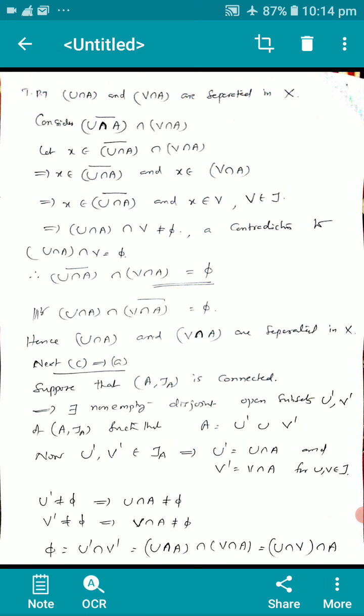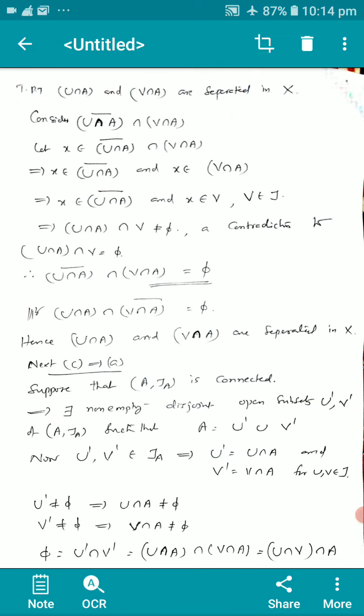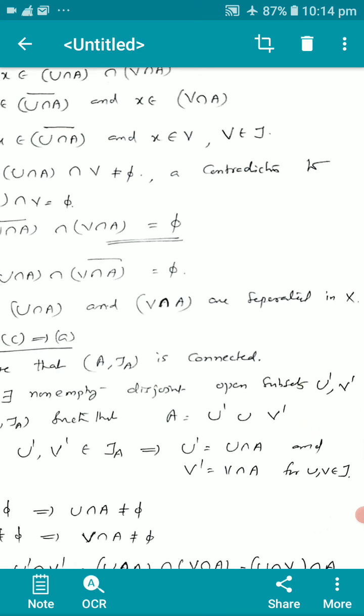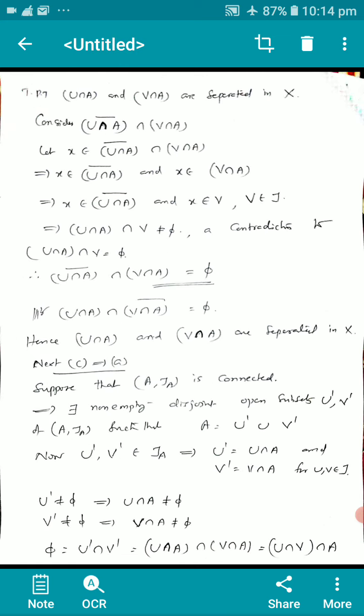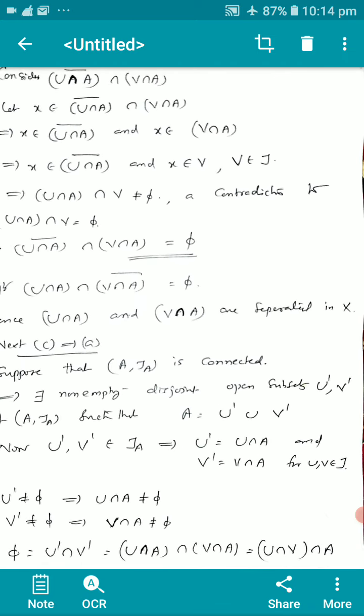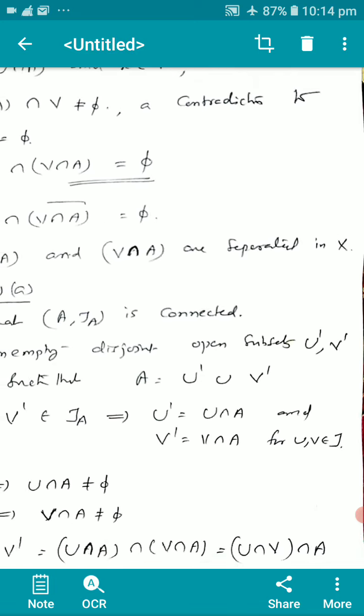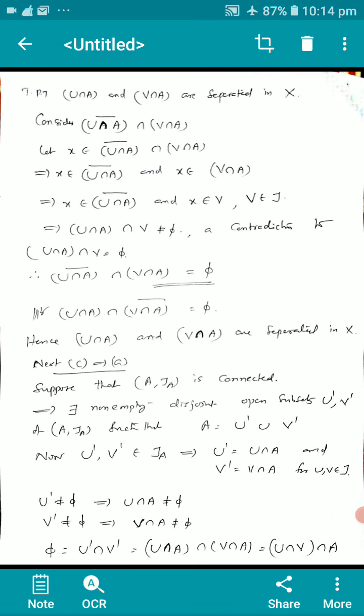Next proof, C implies A. Suppose that (A, tau_A) is not connected. This implies there exist non-empty disjoint open subsets U' and V' of (A, tau_A) such that A equals U' union V'. Now U', V' in tau_A implies U' equals U intersection A and V' equals V intersection A for some U, V in tau.